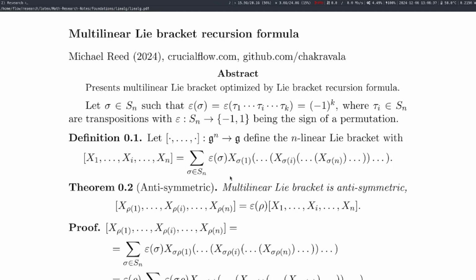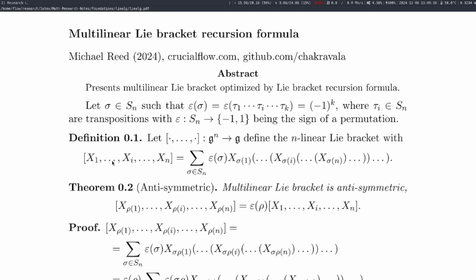take the sum over all the permutations, evaluating them in this way, basically using the sign of the permutation. So this is analogous to an antisymmetrization, or just a general commutator. This is how you would generalize it to the n-linear case, where typically only the bilinear case is considered.